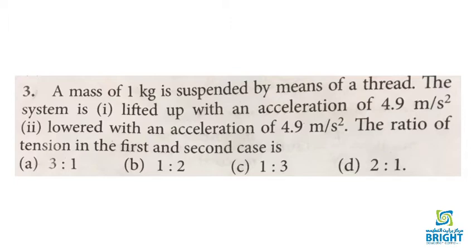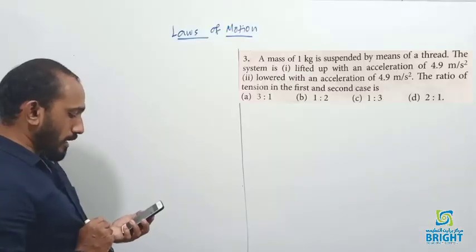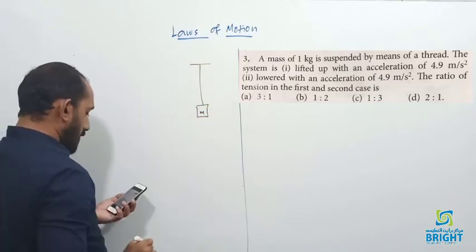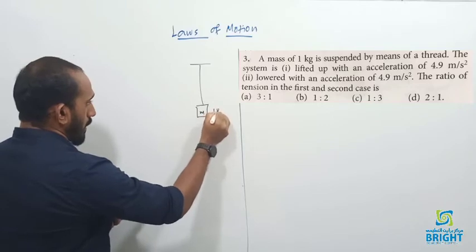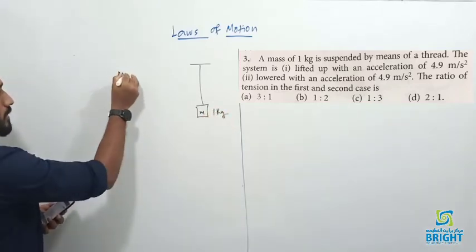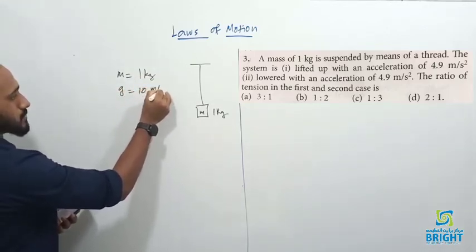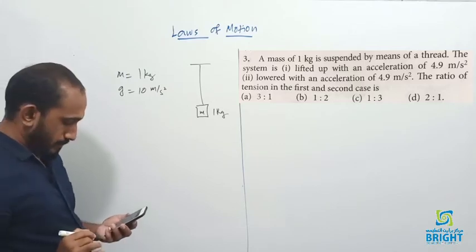A mass of 1 kilogram is suspended by means of a thread. The system is lifted up with an acceleration of 4.9 meter per second square, or lowered with an acceleration of 4.9 meter per second square. The ratio of tension in the first and second case is the question. So a thread is there, a mass m is suspended. It is 1 kilogram. Here mass is given as 1 kilogram and g I am taking as 10 meter per second square, for calculation easiness.